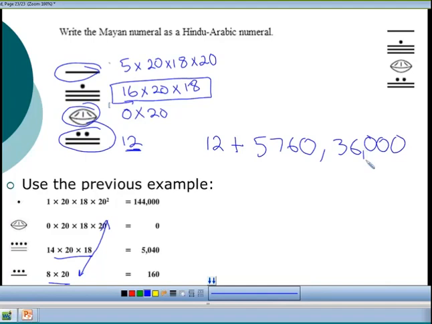And then you add these numbers together. So 3,600 plus our 5,760. And then add our 12. And I get 41,772 as the total Indo-Arabic numeral.